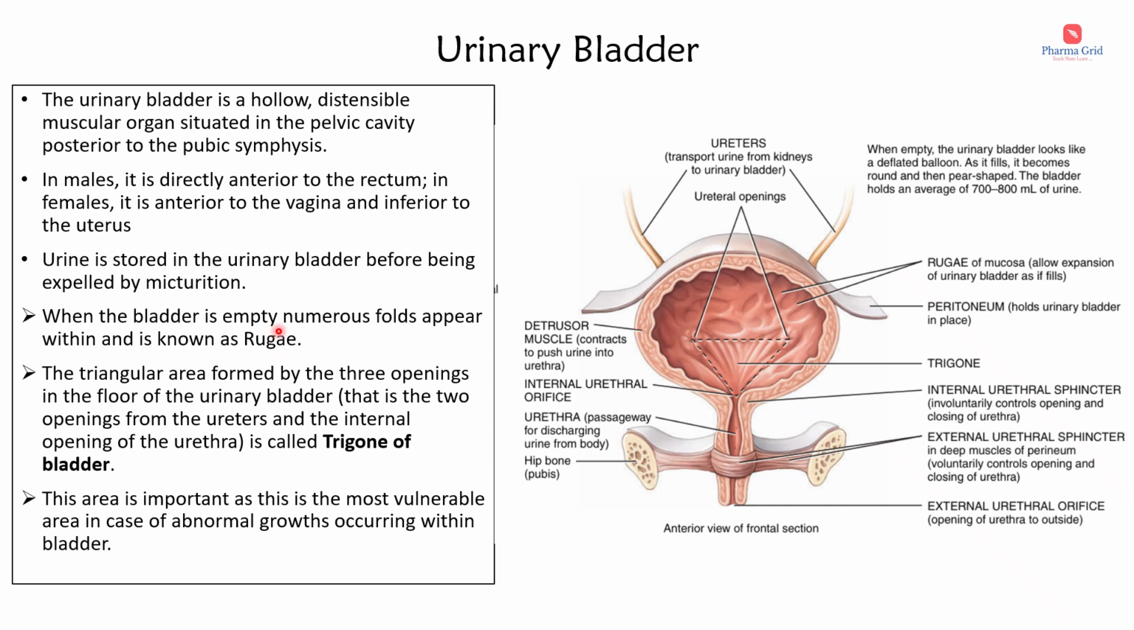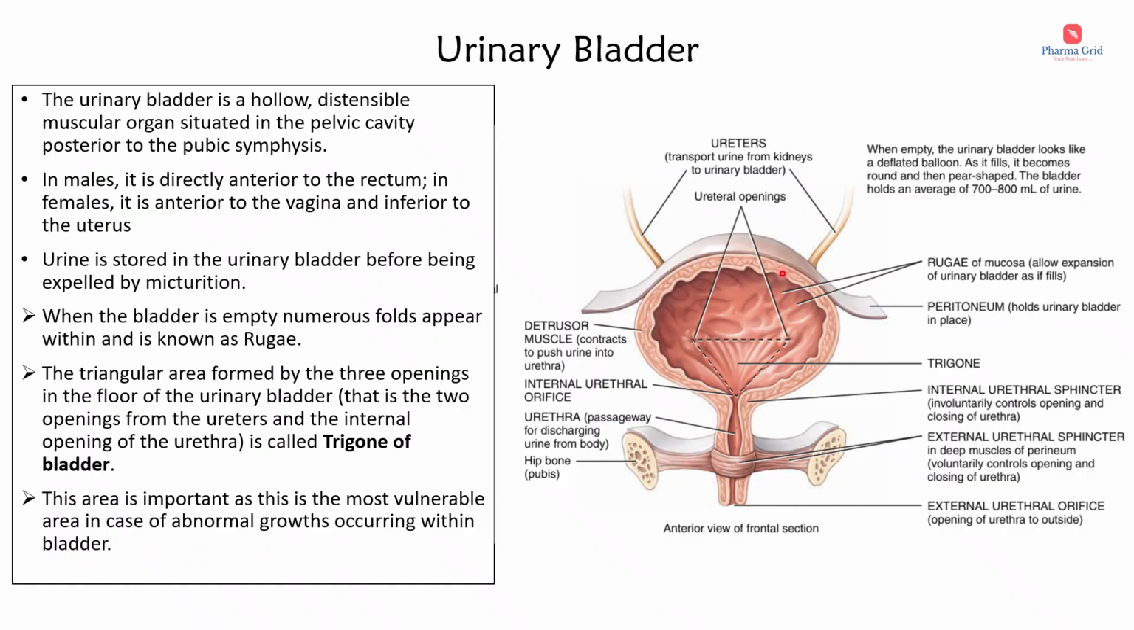When the bladder is empty, numerous folds appear within, known as rugae. The triangular area formed by the three openings in the floor of the urinary bladder, that is, two openings from the ureters and the internal opening of the urethra, is called the trigone of the bladder. This area is important as this is the most vulnerable area in case of abnormal growths occurring within the bladder.